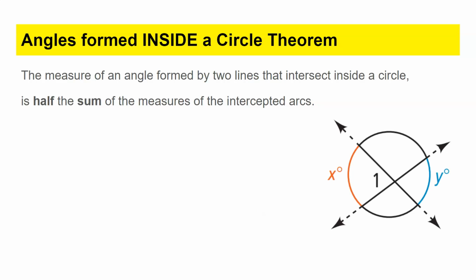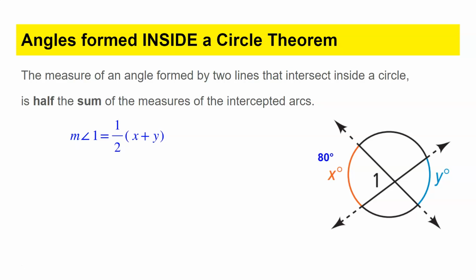So here we have a circle, and there are two lines intersecting in that circle. And we're looking at angle 1 here. The measure of angle 1 is half the sum of the two arcs, both this arc and that arc. We write it: the measure of angle 1 equals 1/2 (x + y). We add together the two arcs, divide them in half.